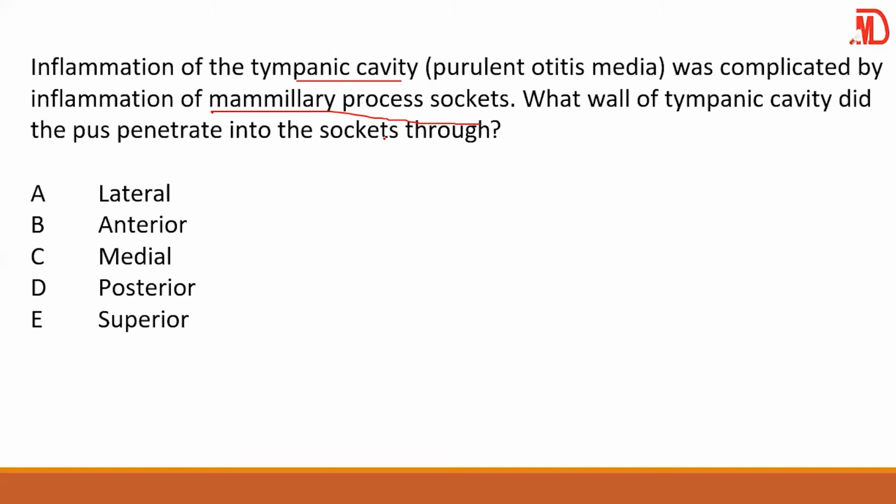Now we also have the lateral wall, also known as the membranous wall. This is the side that is facing the outer ear. It is formed mainly by the tympanic membrane. So that is the lateral wall. The medial wall is close to the oval window, isn't it? The lateral wall is more or less like the tympanic membrane, isn't it?